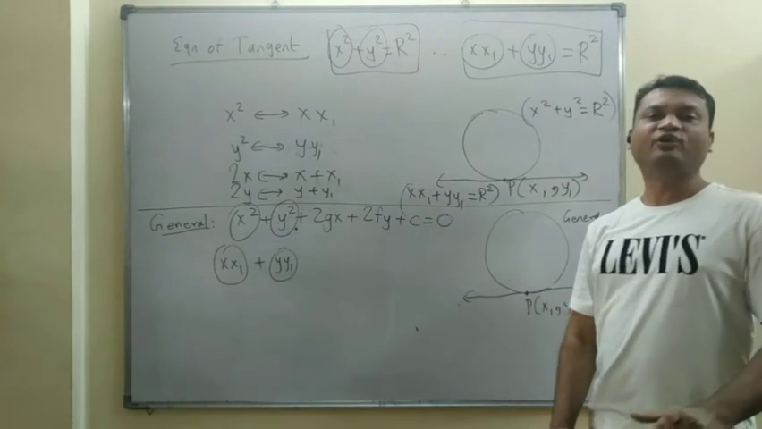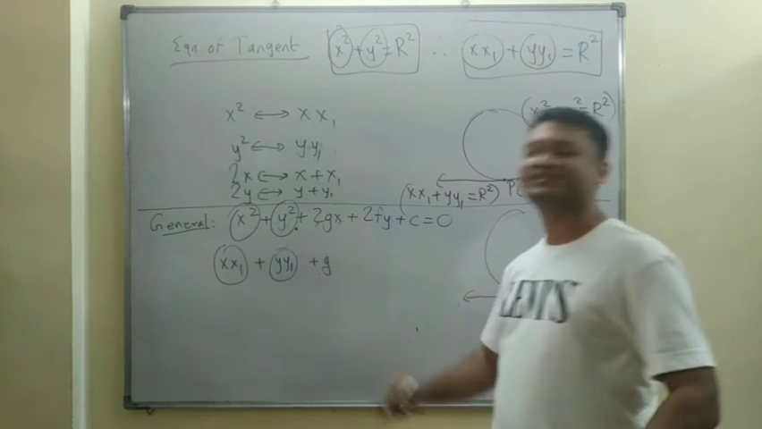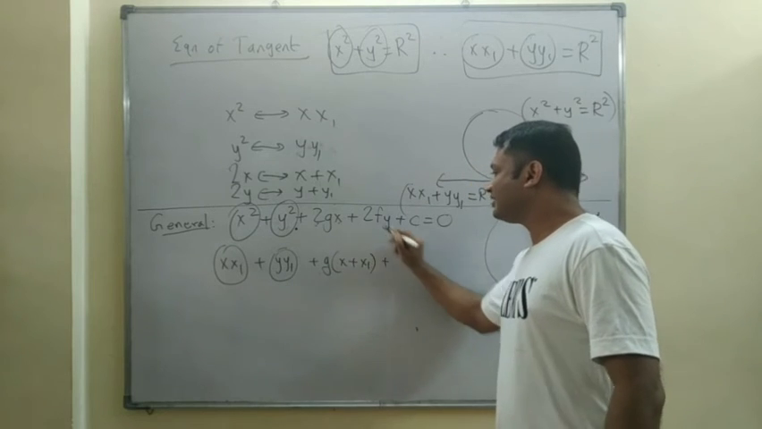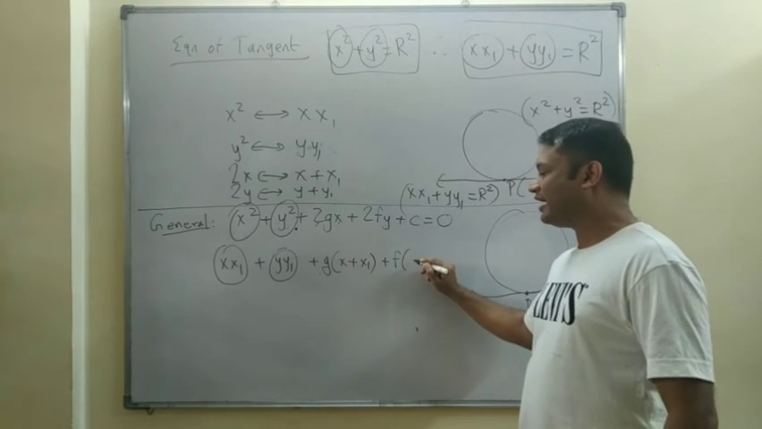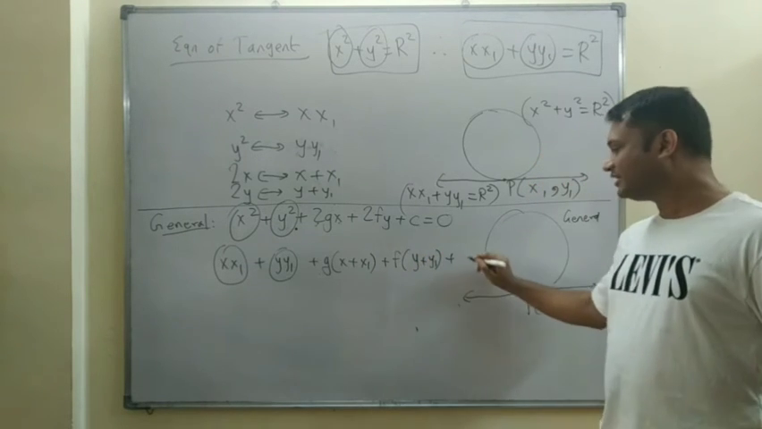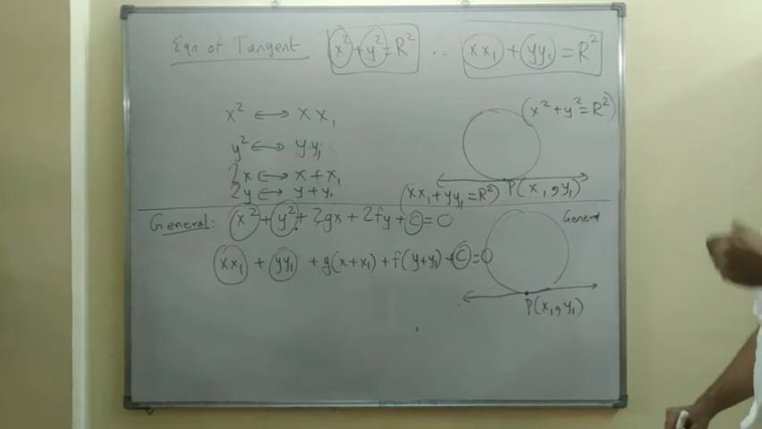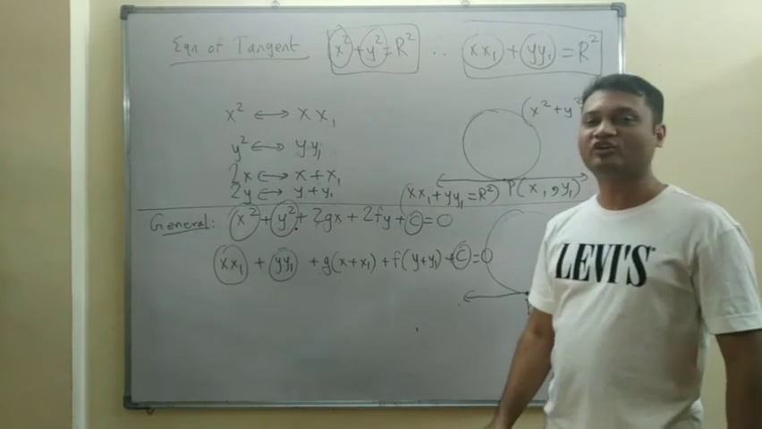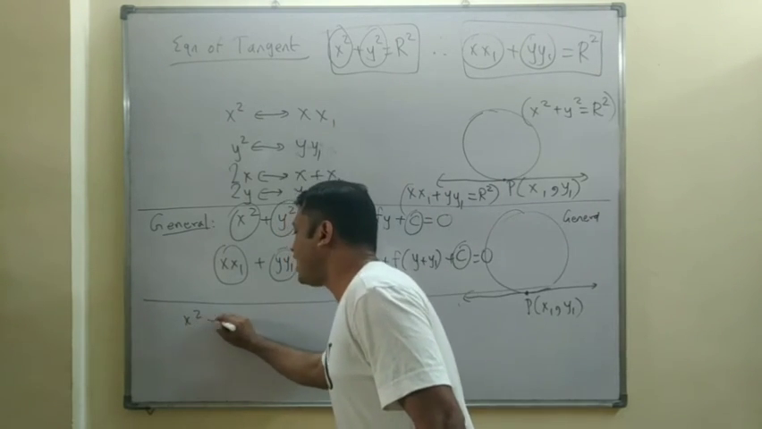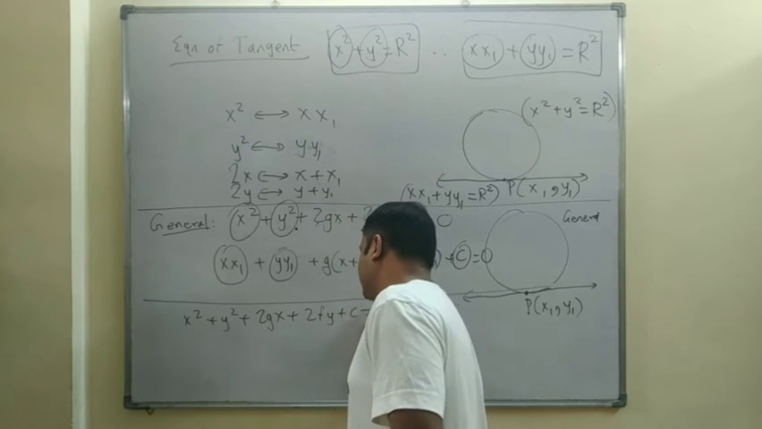We can do the same kind of derivation. Instead of 2gx, I will write g times (x plus x1), with g as it is. Instead of 2fy, I will write f times (y plus y1), and the constant c remains as it is. So that equals 0. So the equation of the tangent to the general equation of a circle will be got by doing this kind of substitution. We have x square plus y square plus 2gx plus 2fy plus c is equal to 0.